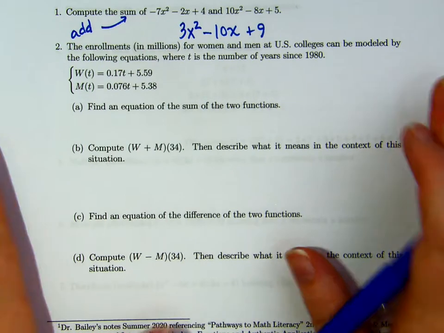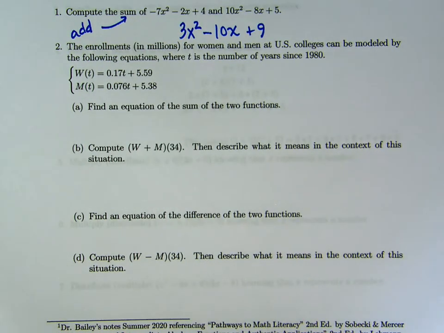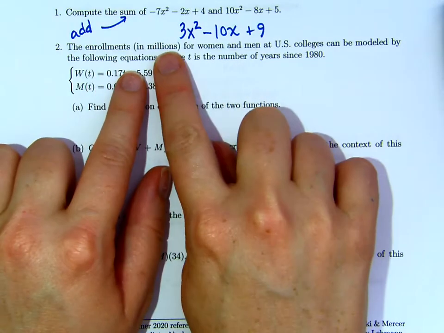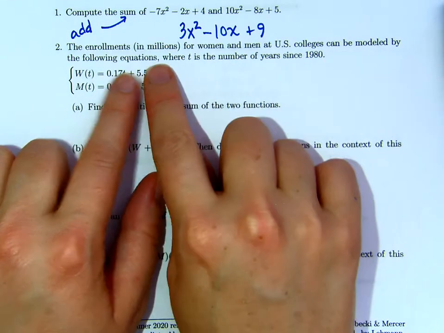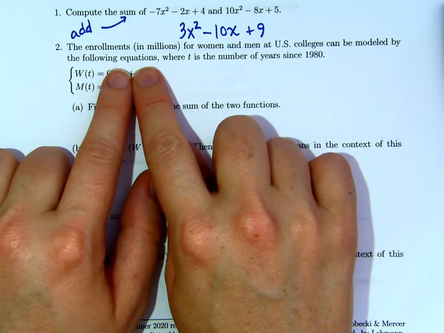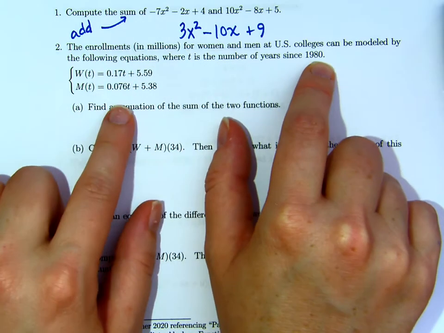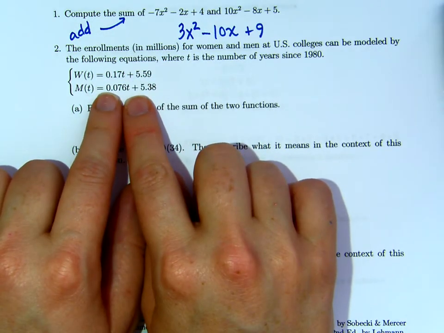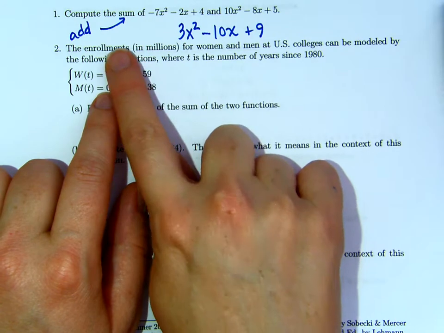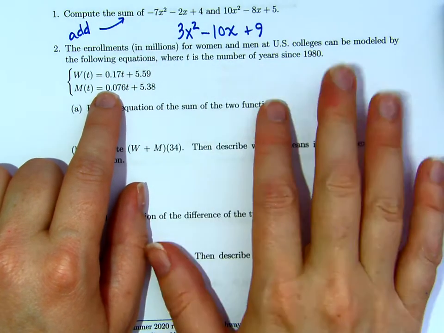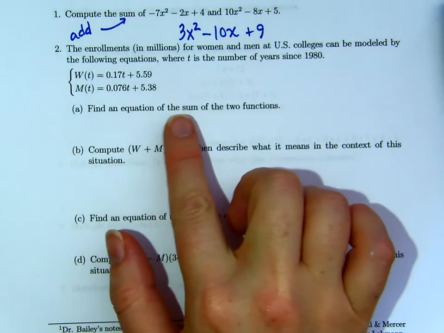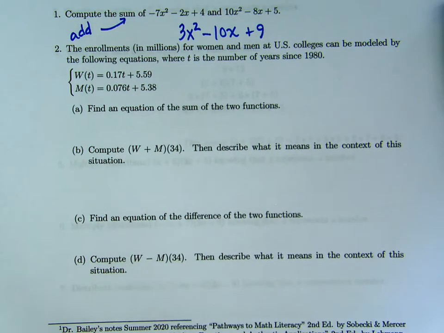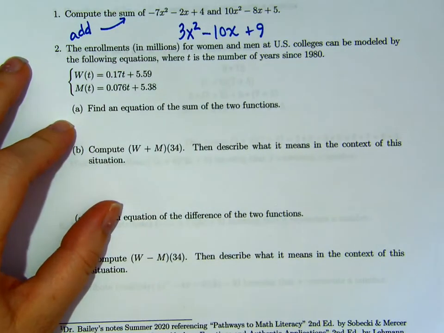Okay, so let's take a peek at some enrollments. For women and men in U.S. colleges, this would be self-identification, can be modeled by the following equations, where t is the number of years since 1980. Okay, so here's a model for the women, here's a model for the men in millions of enrollment in college. Find an equation of the sum of these two functions. Okay, so let's see here.